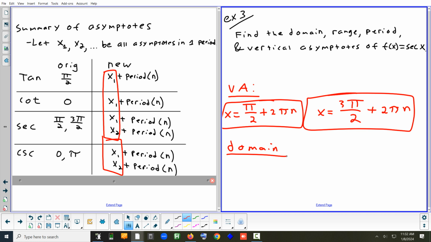Now, once you know the asymptotes, you kind of know the domain. In general, the domain would be everything except what? The asymptotes. The domain is all real numbers except the asymptotes.